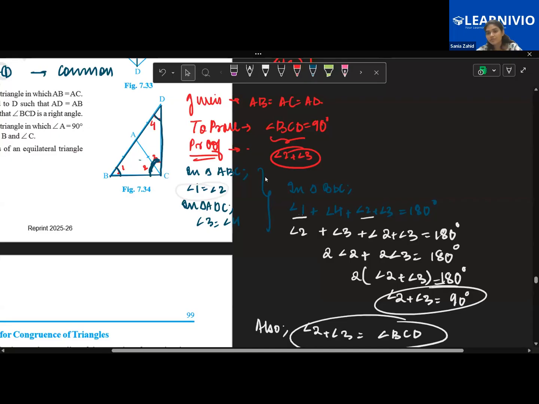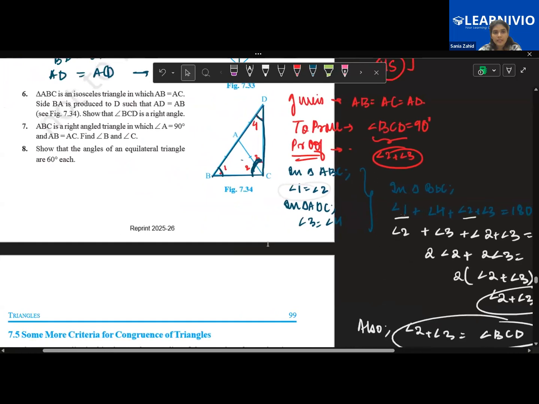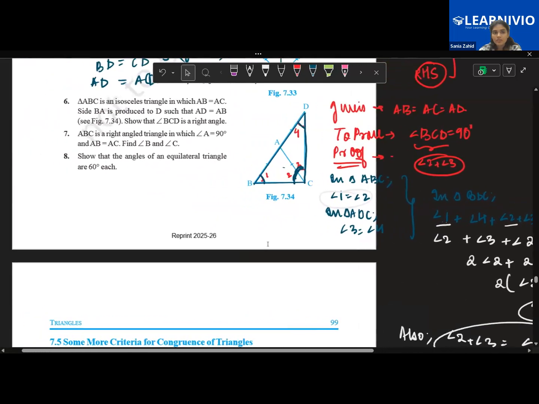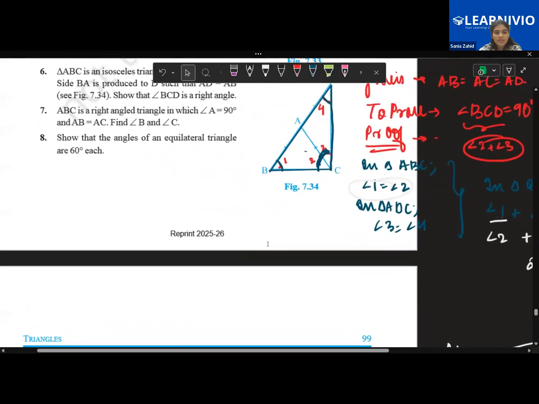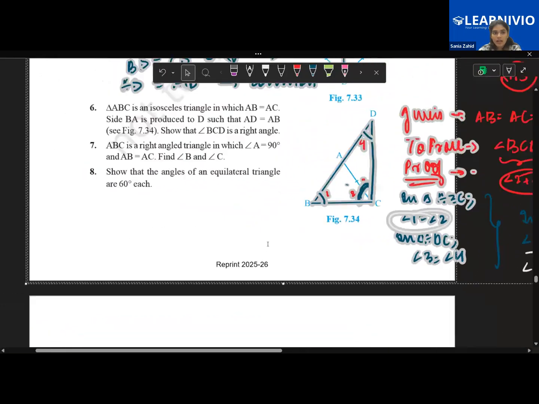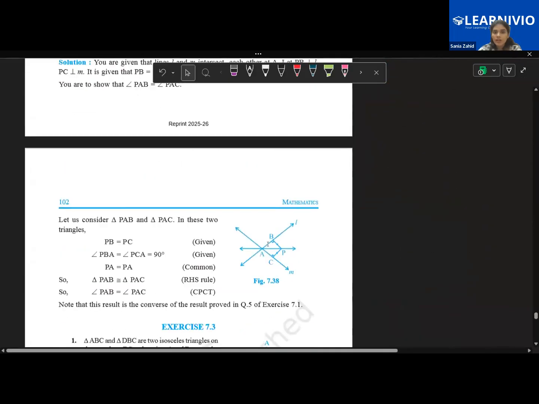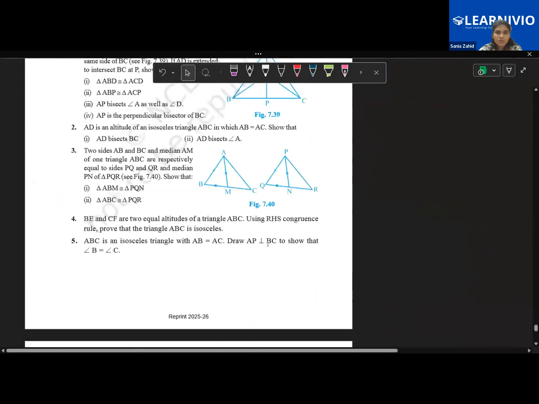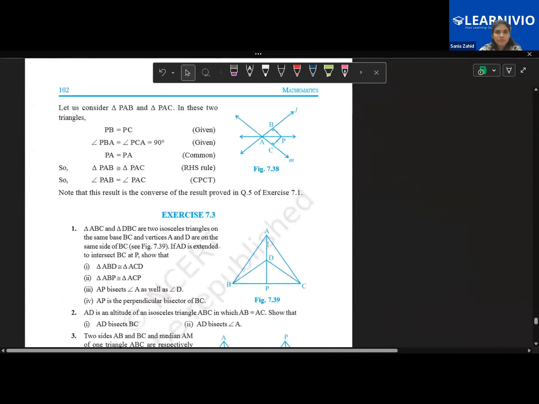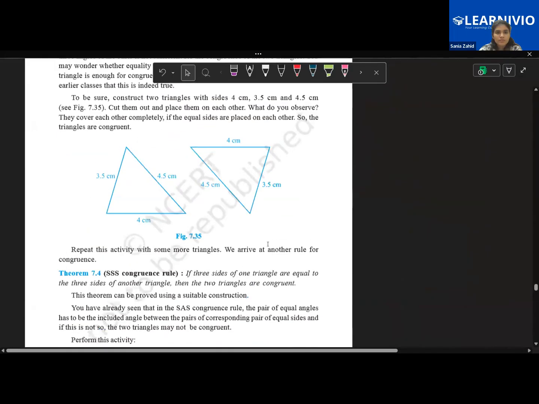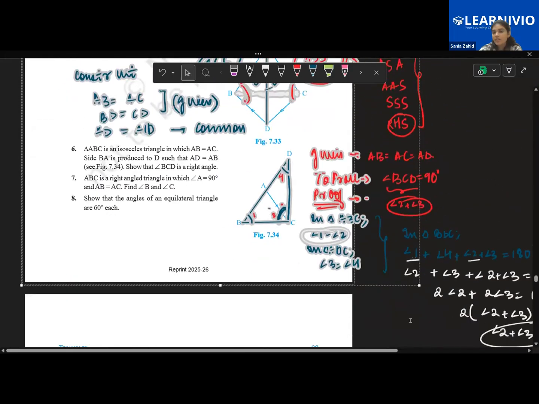Done, children? Anybody got any doubts in this? Okay, so now, children, we just have question number 7 and 8 that are left. And after that, one last exercise. This is supposed to be on midpoint theorem. No, we have RHS congruency.